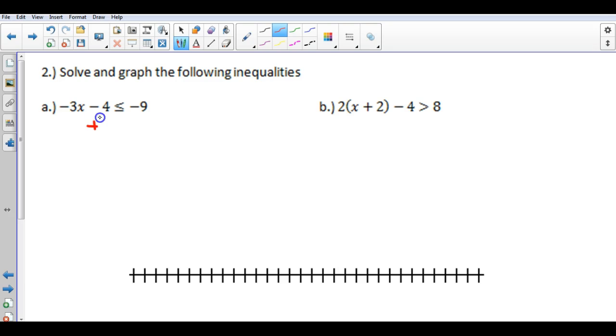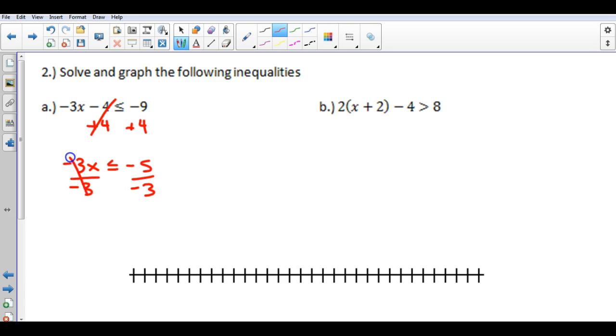In this first example, we're going to solve this just like an equation. You're going to want to add 4 to both sides first, bring down the negative 3x, my inequality of less than or equal to, and then negative 9 plus 4 is negative 5. So then what I want to do is get x by itself. In order to do that, I'm going to have to divide both sides by negative 3.